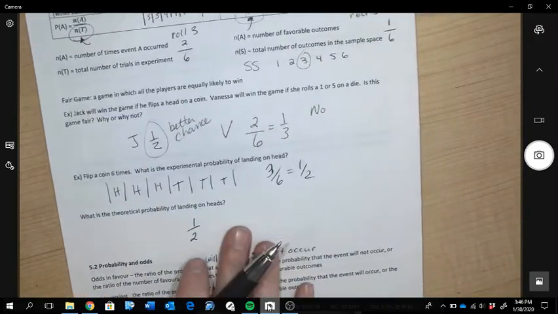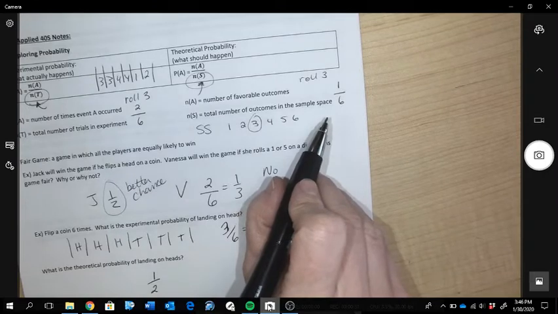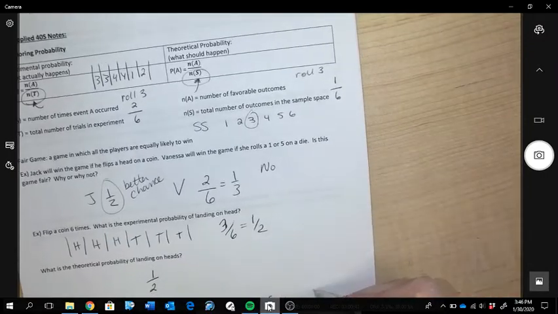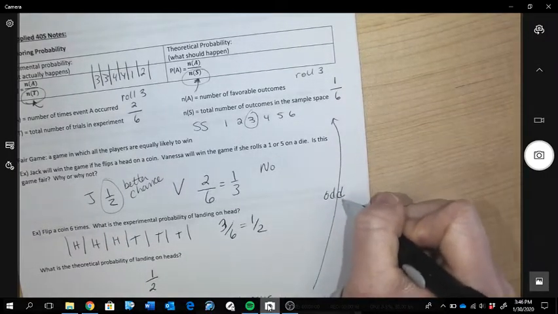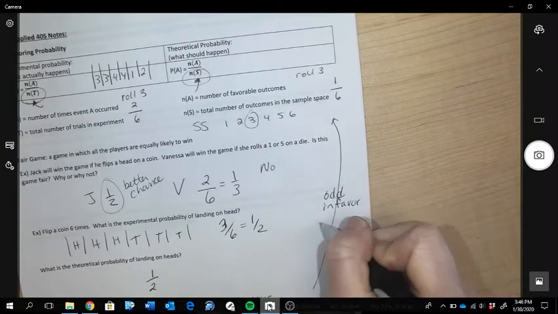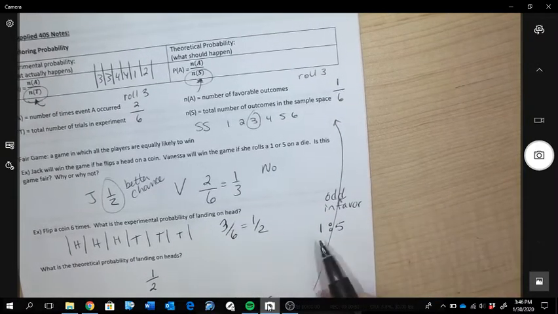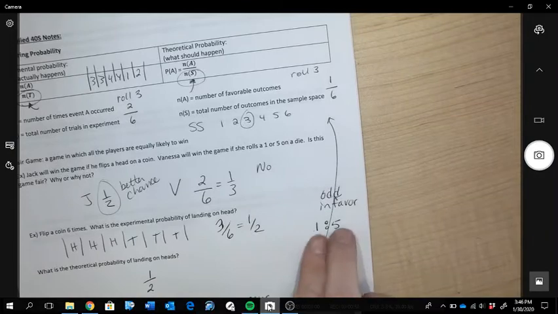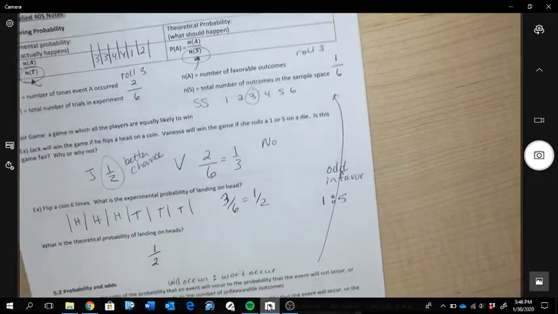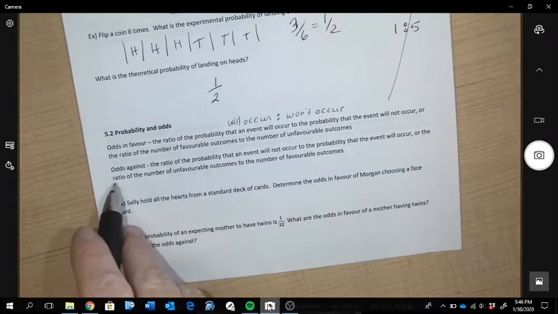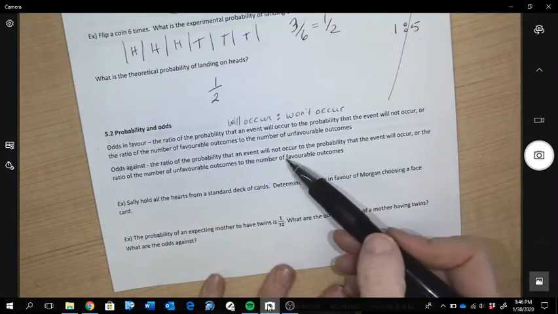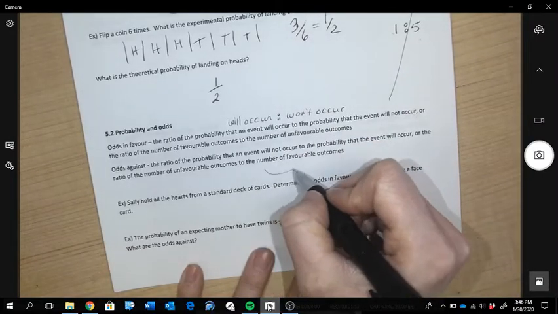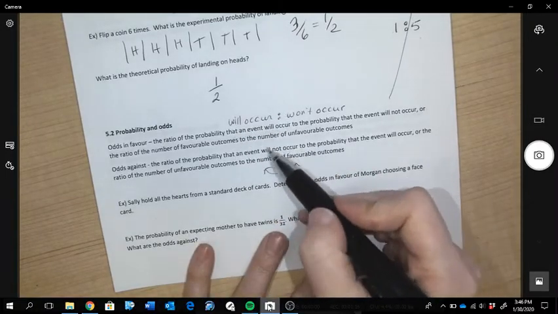Okay, so for instance, up here, 1 out of 6 chance of rolling a 3, but the odds in favor would have been 1 to 5, because you had one opportunity to get it, but 5 to not get it. But you do understand that these would add up to that. Okay, odds against is the ratio of the probability that the event will not occur to the probability that the event will occur. So just the opposite of this one.